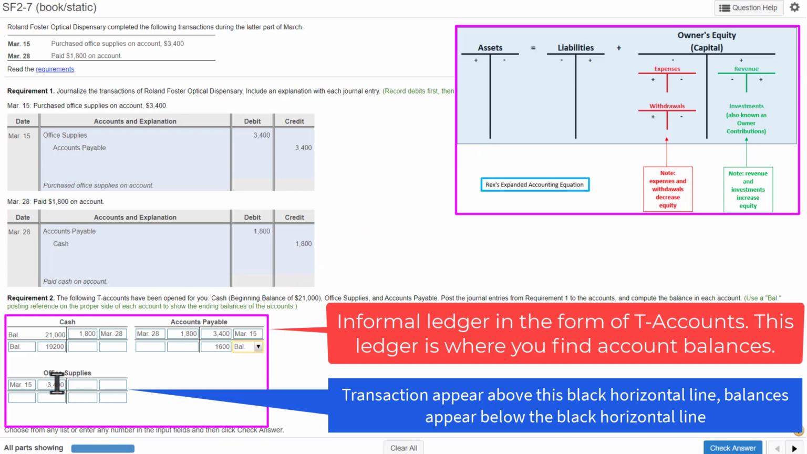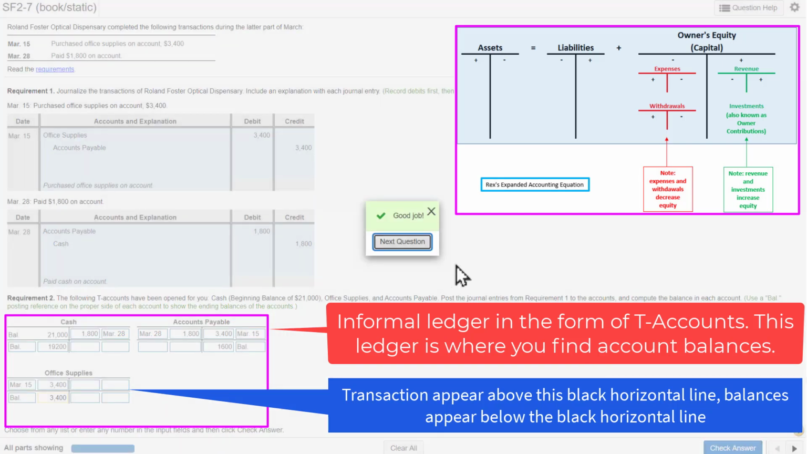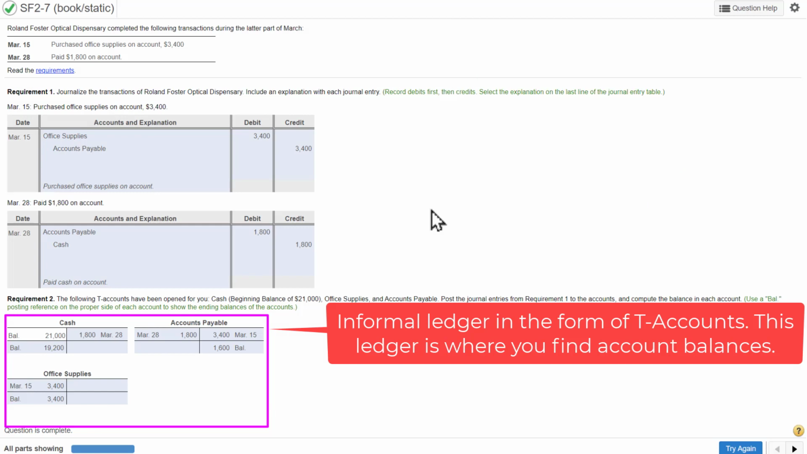And then finally, well, this one's easy. For office supplies, there's only one transaction, so you just copy and paste and put BAL. So now you can tell your boss we've got $19,200 cash, our debt is $1,600, and we've got $3,400 of office supplies. Check our answer. There you go.